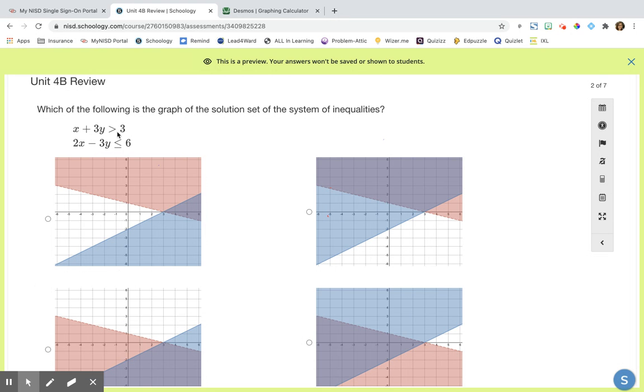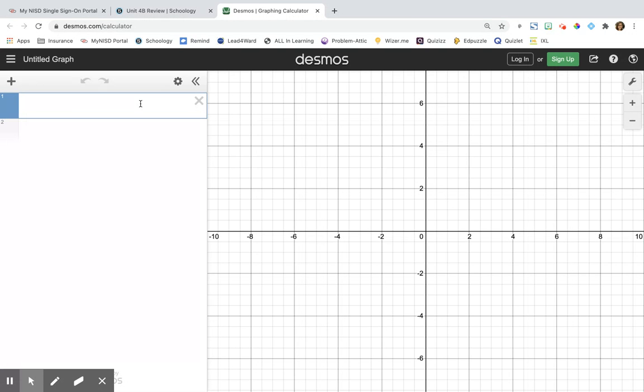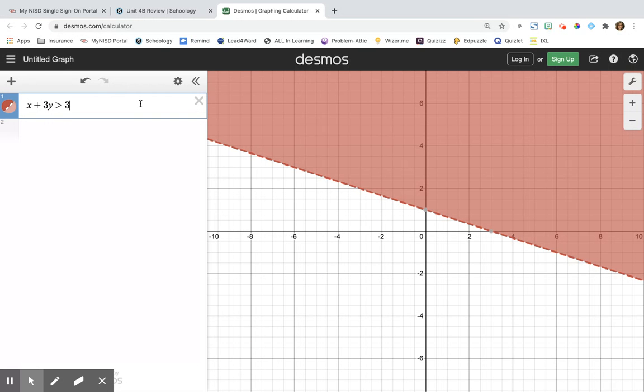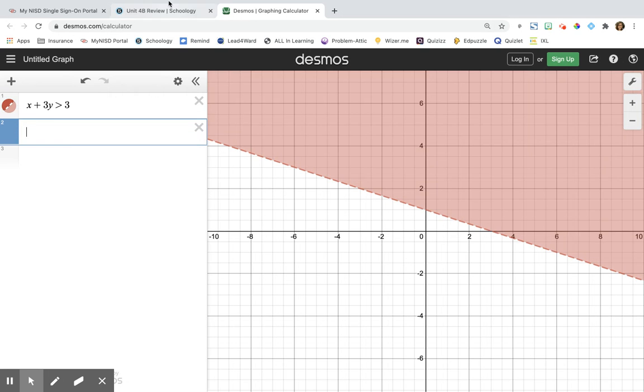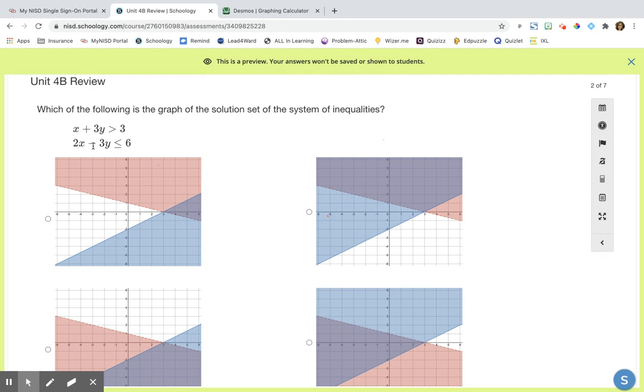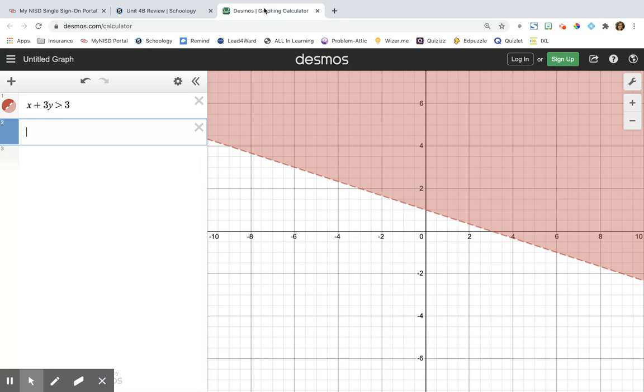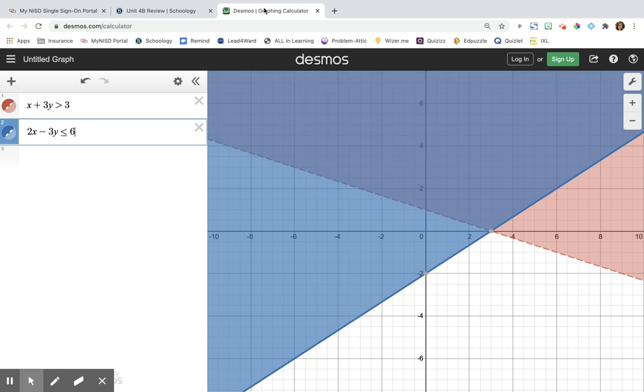x plus 3y is greater than 3. So there's my first one. I'm going to press enter. And now let's type in the second one. 2x minus 3y is less than or equal to 6. So that's what my picture should look like. It's blue on the left, purple on top, and then red on the side. And then make sure that the lines are correct. So solid line and then dashed line. Let's look at our answer choices.